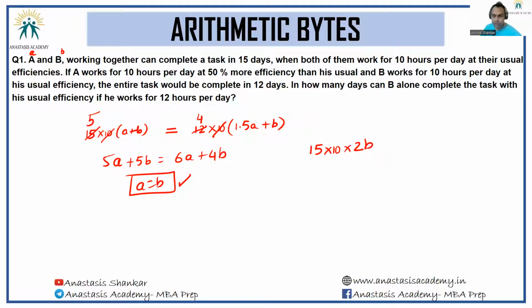In how many days B alone can complete the task with his usual efficiency, if he works for 12 hours per day? He now works for 12 hours per day. Okay. So B cancelled, B cancelled. I have 15 into 10 into 2, 300 by 12. So the final answer that we get here will be 25. In 25 days, B can complete the entire task.